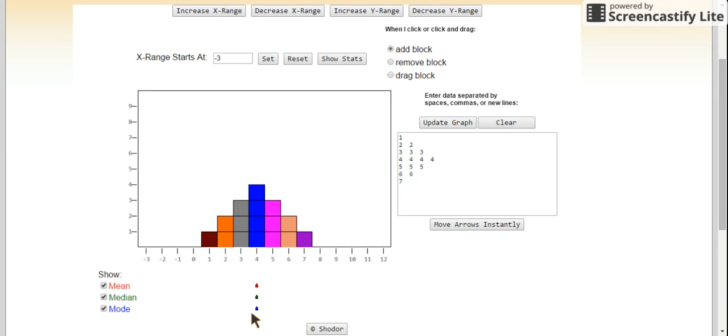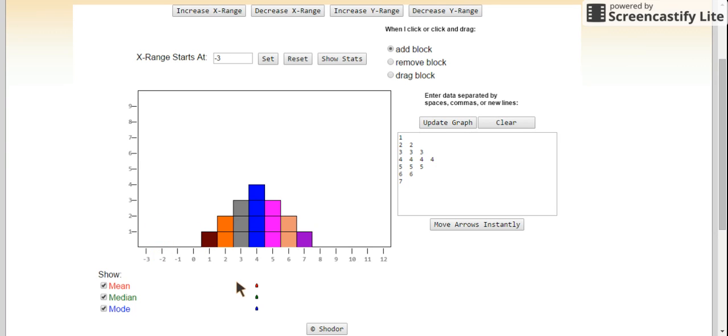All right, look at the mean and the median and the mode. What do you notice about the mean, the median, and the mode for this graph? The mean is 4, the median is 4, and the mode is 4. They are all the same. That's another definition of a symmetric data set, that the mean is equal to the median, which is equal to the mode.